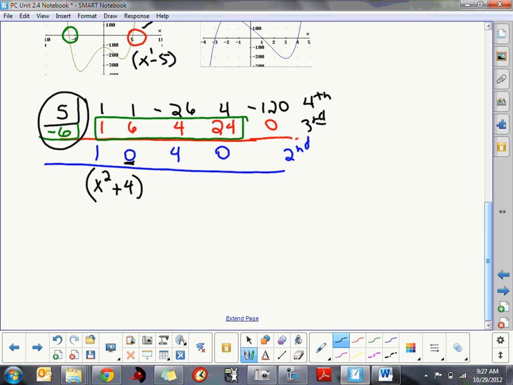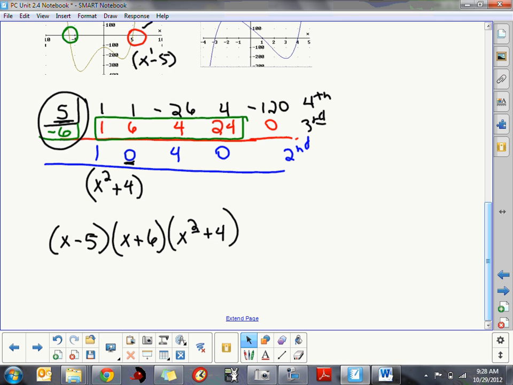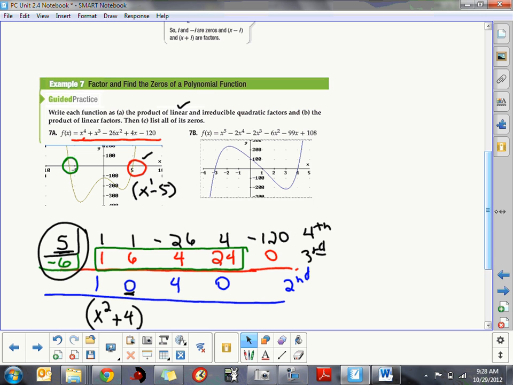So here's one of the things they want us to write. If 5 is a 0, then x minus 5 is our related factor. If negative 6 is a 0, then x plus 6 is our related factor. And then here's our irreducible factor, x squared plus 4. If it's an even power with a plus, I know it's not going to factor because that's going to give us complex solutions. So this is one of the forms that they want us to write our answer in, a product of linear and irreducible quadratic factors.